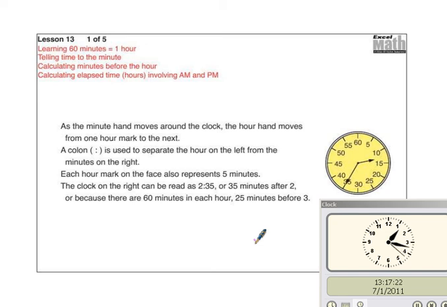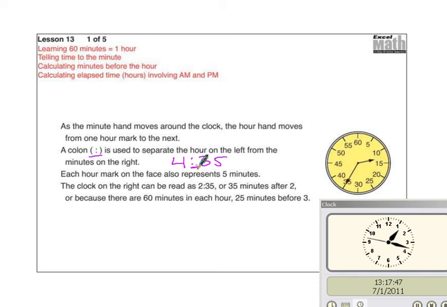As the minute hand moves around the clock, the hour hand moves from one hour mark to the next. A colon is used to separate the hour on the left from the minutes on the right. Hopefully you all know that by now. If we write the time 4:35, we have a little colon right there that separates the hours from the minutes. Each hour mark on the face also represents 5 minutes.